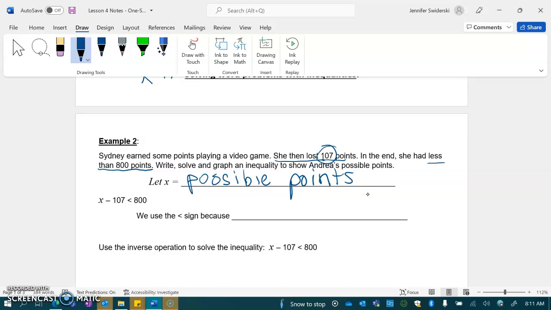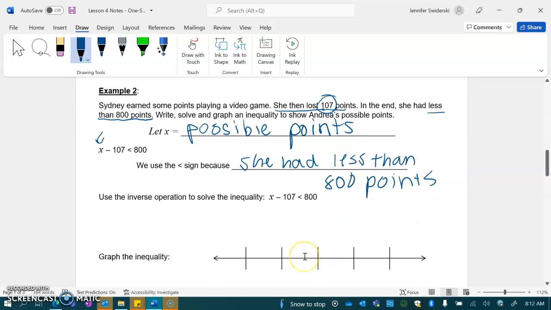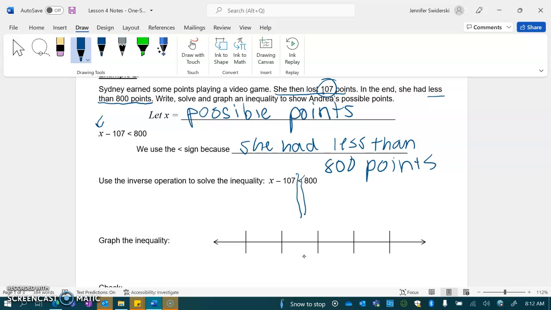Here they say, okay, well, her original score minus 107 is less than or equal to 800. We use the less than sign because she had less than 800 points. Now we can solve, just like last week. You draw on those railroad tracks. I'm going to add 107 to both sides. So I get x is less than 907. So that means she had to have less than 907 points to make that inequality true.